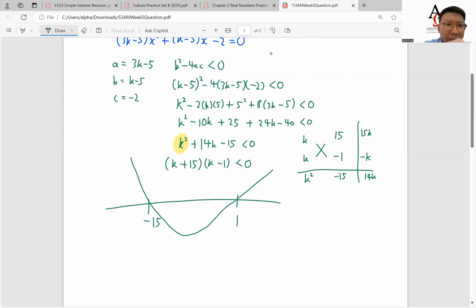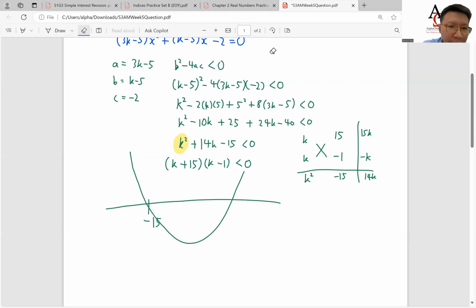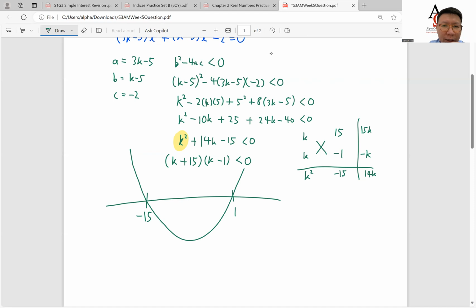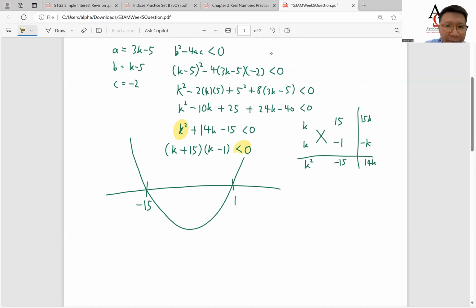If it's a U-shaped graph, let me tidy this up a bit, and then I'll adjust my points. From here, less than 0 will mean that we are looking for this portion of the graph. So our k values will be found between negative 15 and 1, and this will be the range of values of k.